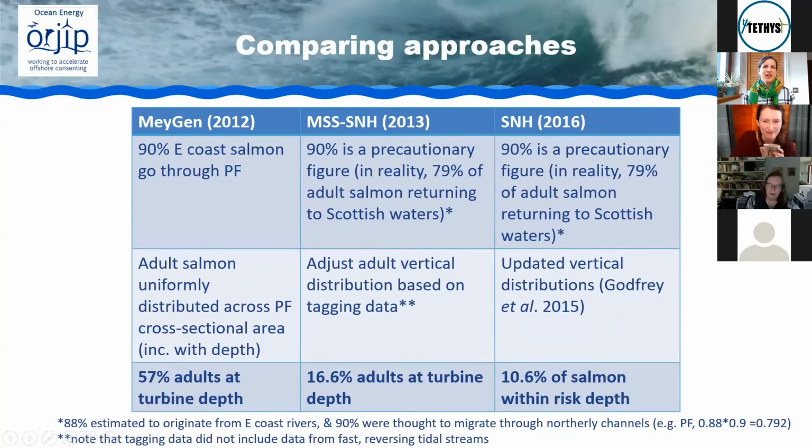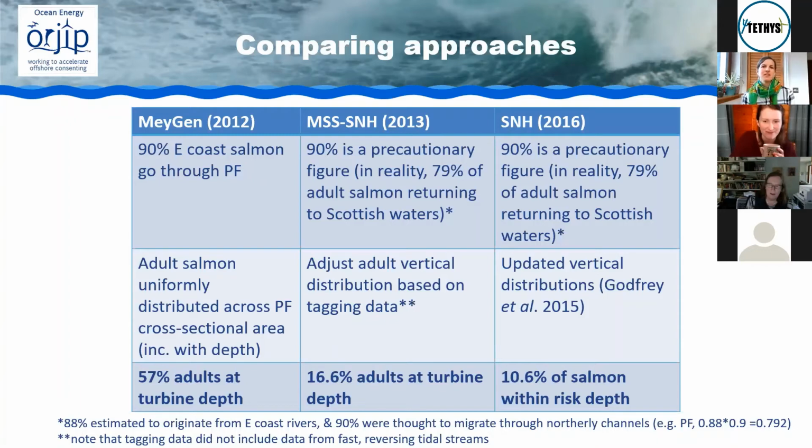A key difference between the Maygen study, the Marine Scotland SNH study, and the SNH guidance note is the distribution, particularly the vertical distribution, of salmon used in each one. At the time of writing the Maygen report, there wasn't much information, with great certainty, about adult salmon distributions. So in that environmental statement, they assumed salmon were distributed uniformly across the Pentland Firth, both across the width and the depth. Given the water depth the turbines were operating at, they assumed that 57% of adults passing through the Pentland Firth would do so at turbine depth.